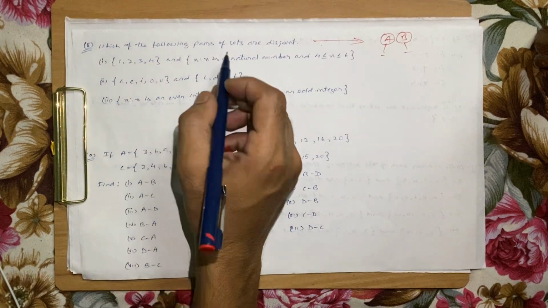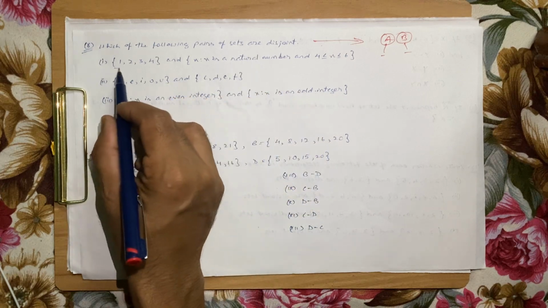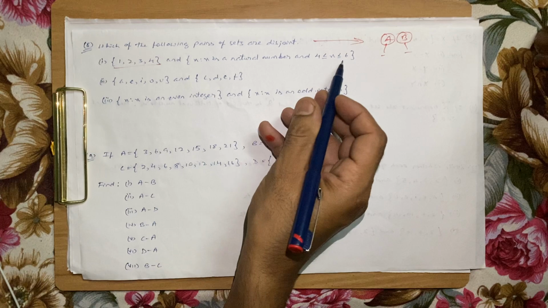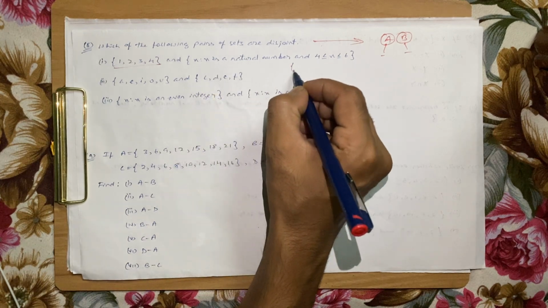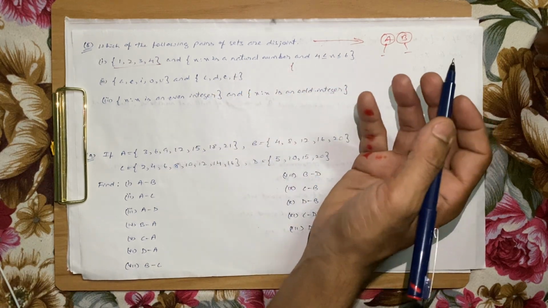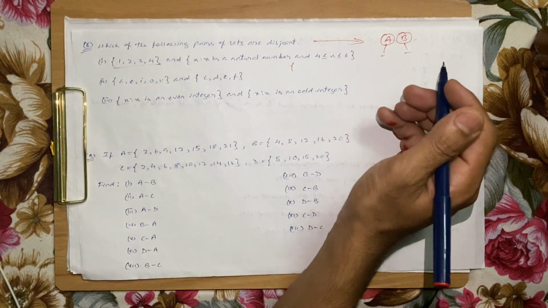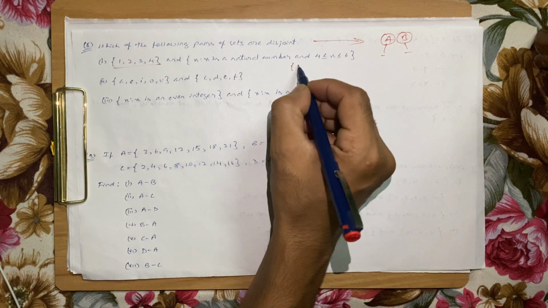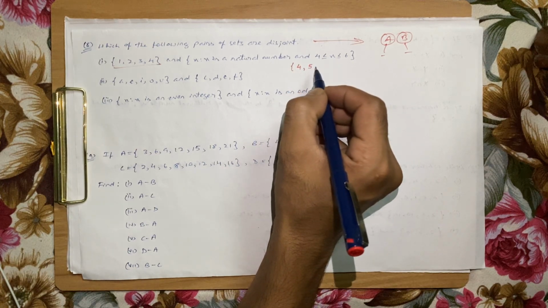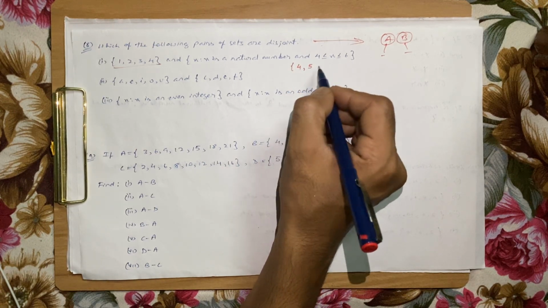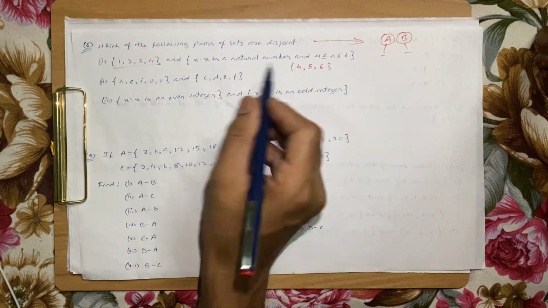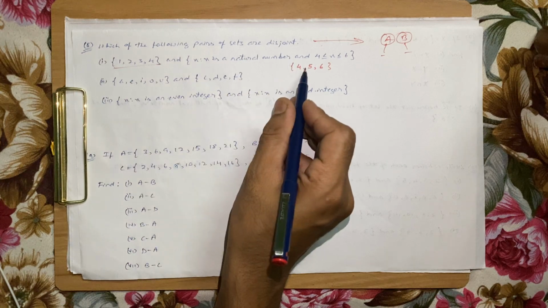Now here it says which of the following sets are disjoint. So this is a set 1, 2, 3, 4. This is a set where x is a natural number and this is the condition. Let's try to figure out the set. X is a natural number, and we know what the natural numbers are. Here it says x is greater than or equal to 4, so I need to include 4. Then I have 5, and less than or equal to 6, so I can include 6 also. So this is the other set. This is the first set, this is the second set.